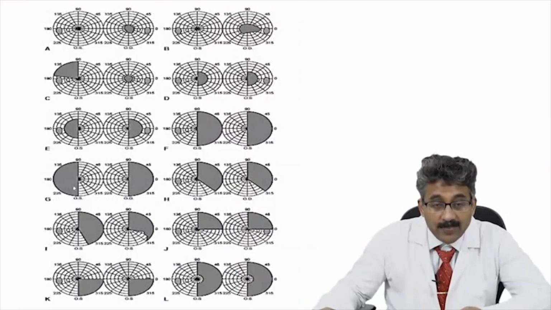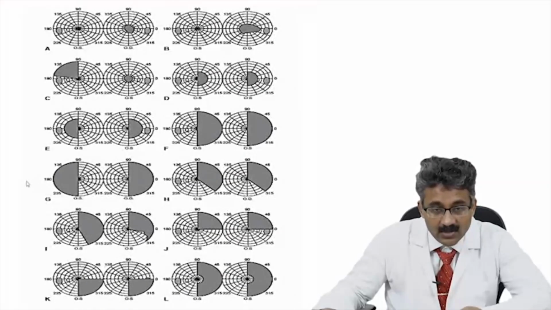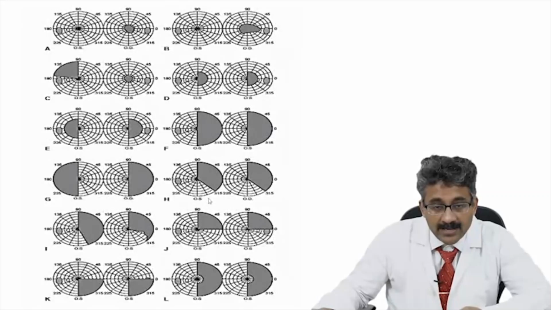And see here, bitemporal hemianopia, also known as heteronymous, because right eye right side, left eye left side. Bitemporal, also known as heteronymous, you get in optic chiasmal lesions, like a pituitary adenoma. So this diagram H is congruous homonymous hemianopia. See, the field defects are equal in both the eyes, congruous. You get this in occipital lobe and optic radiation problems. The nearer to the occipital cortex, you get congruous like this.